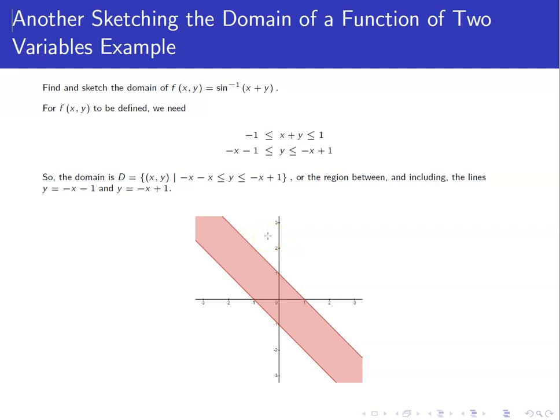And if we think about the lines that are the boundary of this region, there are lines, y equals -x minus 1 and y equals -x plus 1. So we draw those two lines, and in this case we want these lines to be included because we have less than or equal to signs here. So we draw those two lines first, and we want the y to be in between those two. So we sketch this little strip in the xy plane, and this represents the domain of the function f of x, y equals inverse sine of x plus y.